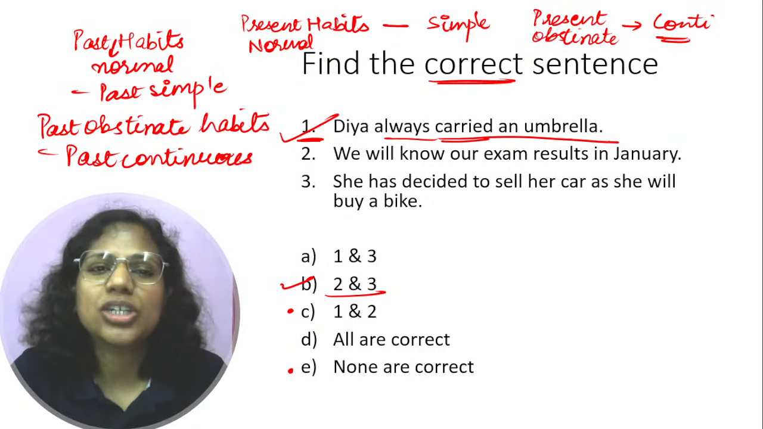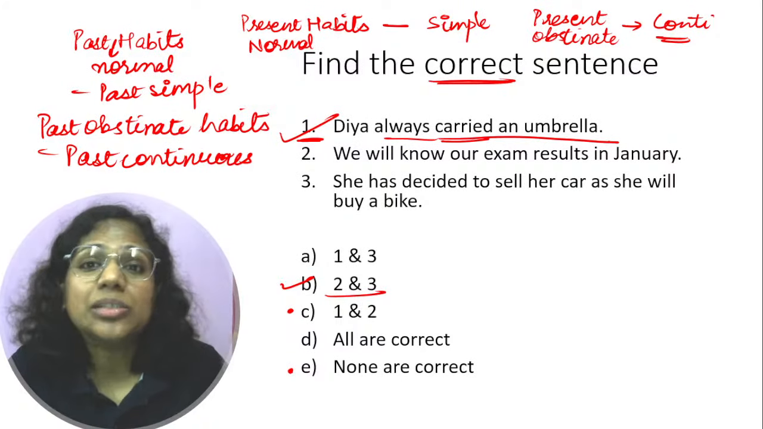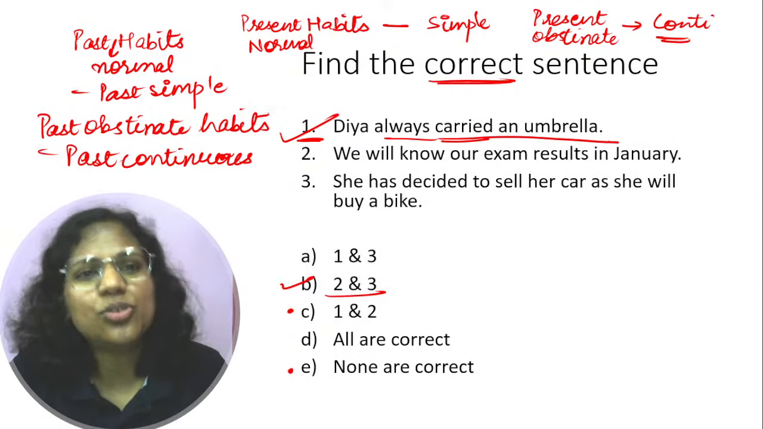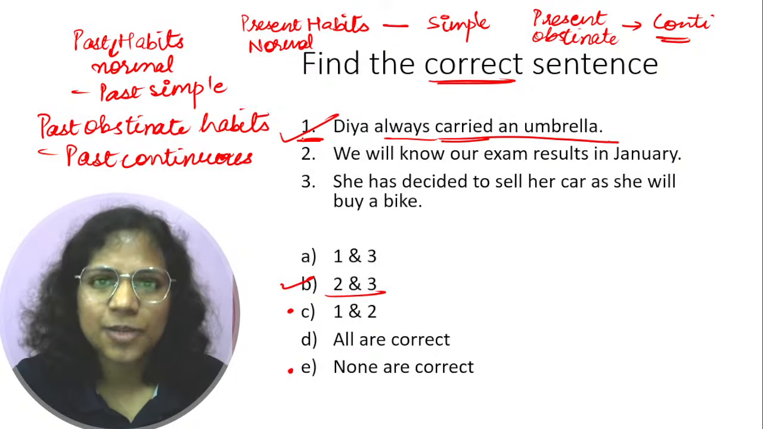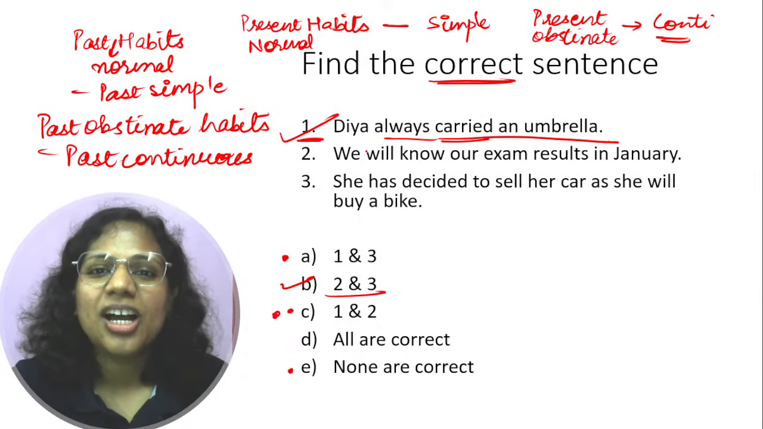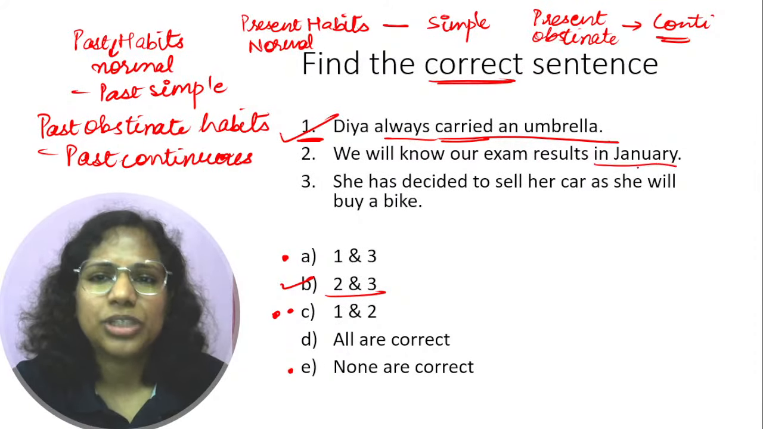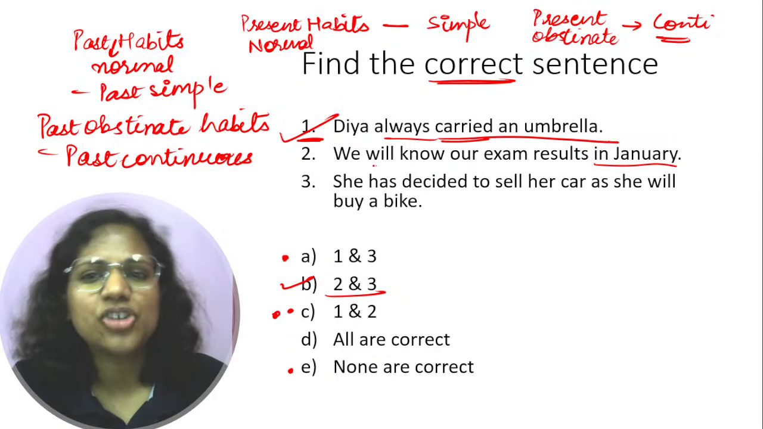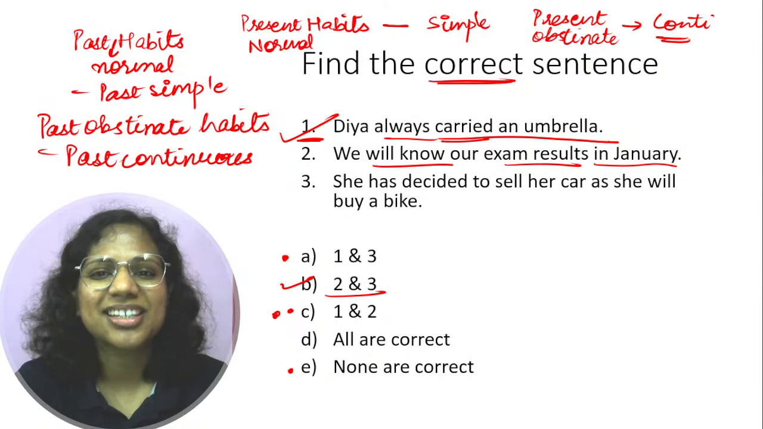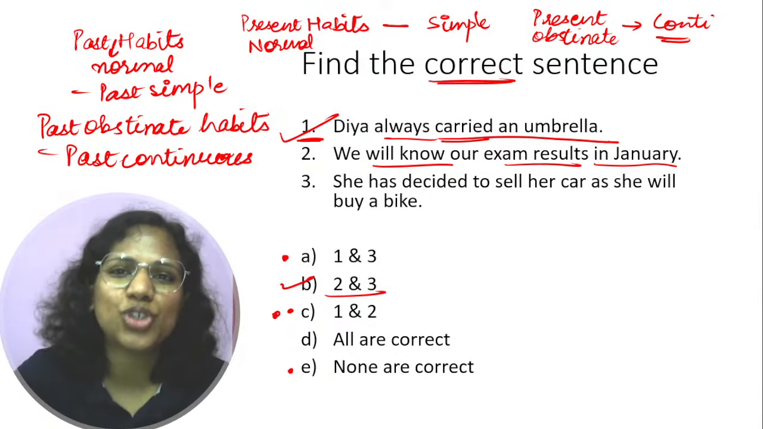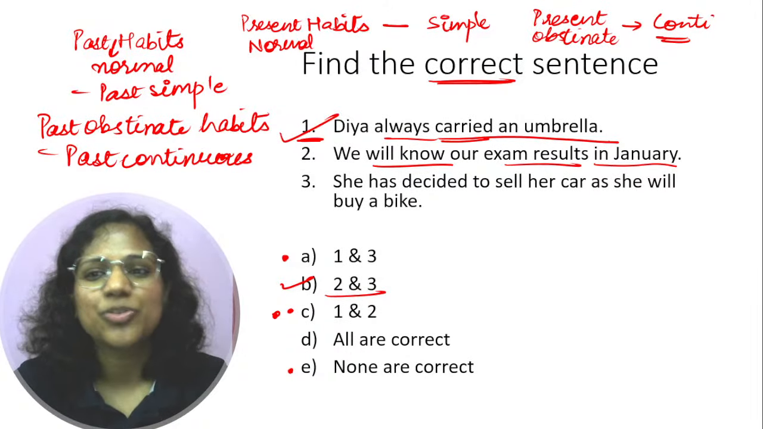Diya was always chewing gum in the class. Right. Past habits. Let's say she was earlier my student. She is now not my student. Okay. So past obstinate habit. I hope this is clear. So 1 is correct. Now, if 1 is correct, then either this or this, that is the answer. We will know our exam results in January. This is also fine. हमें जनवरी में पता लगेंगे results. We will know our exam results in January. Absolutely fine. At some point in the future, I will get to know my exam results. So 2 is fine.